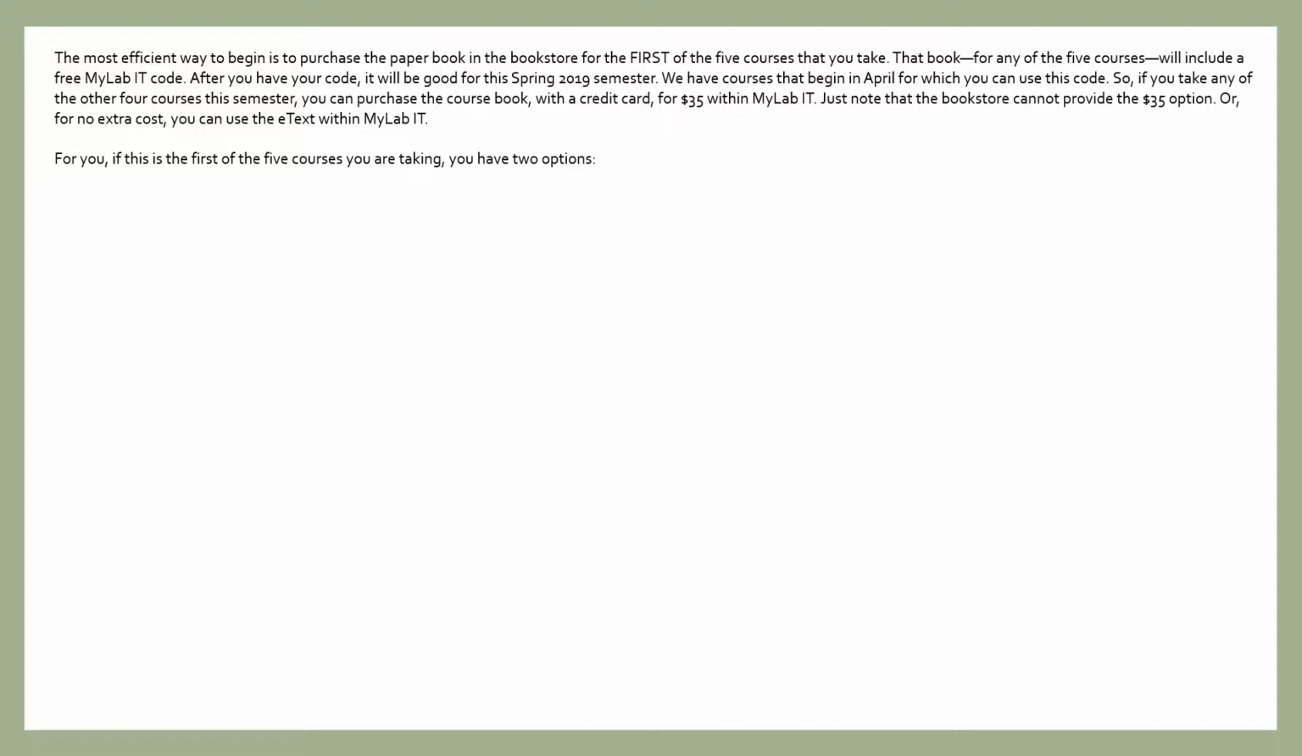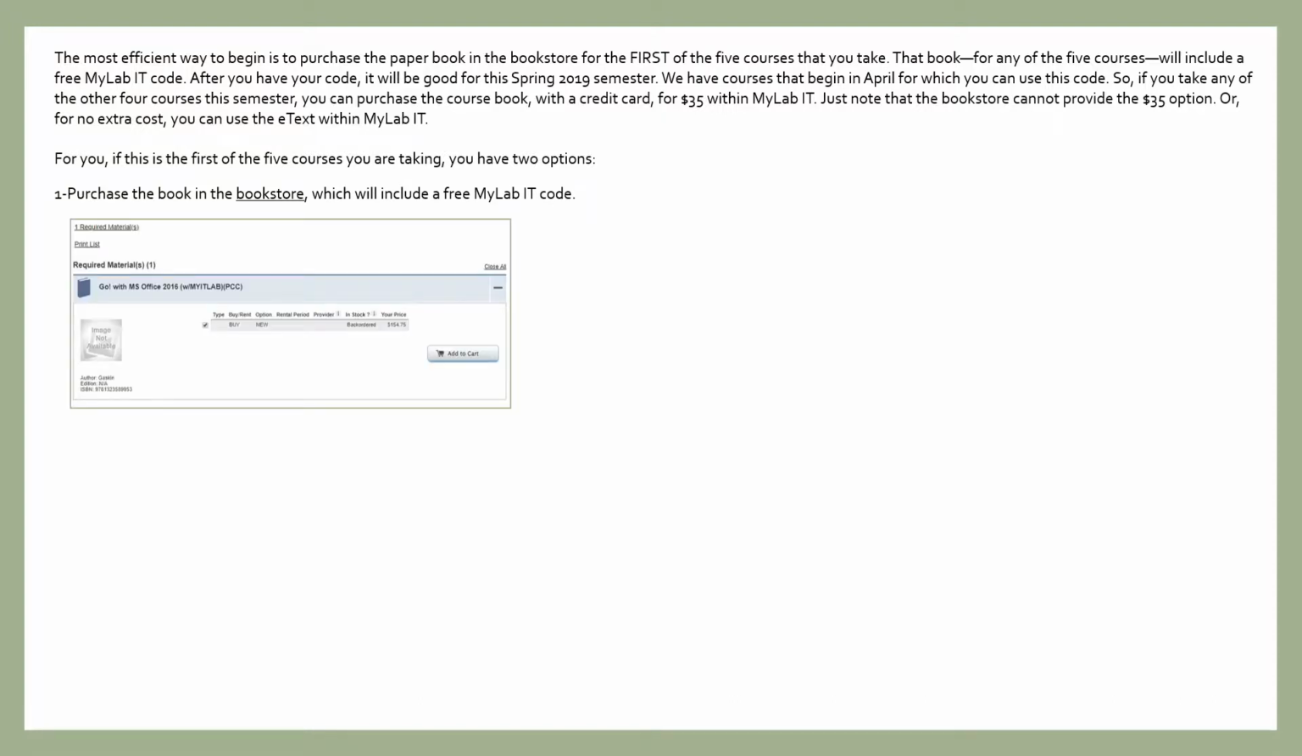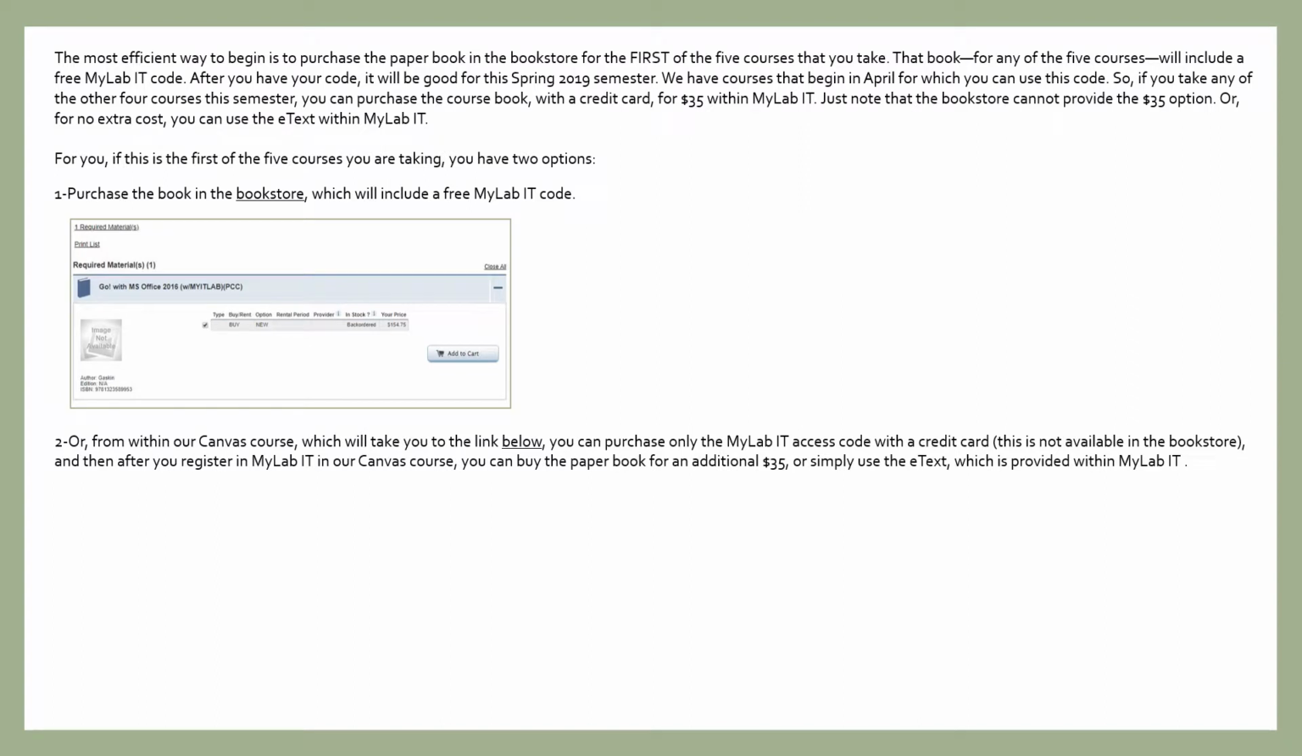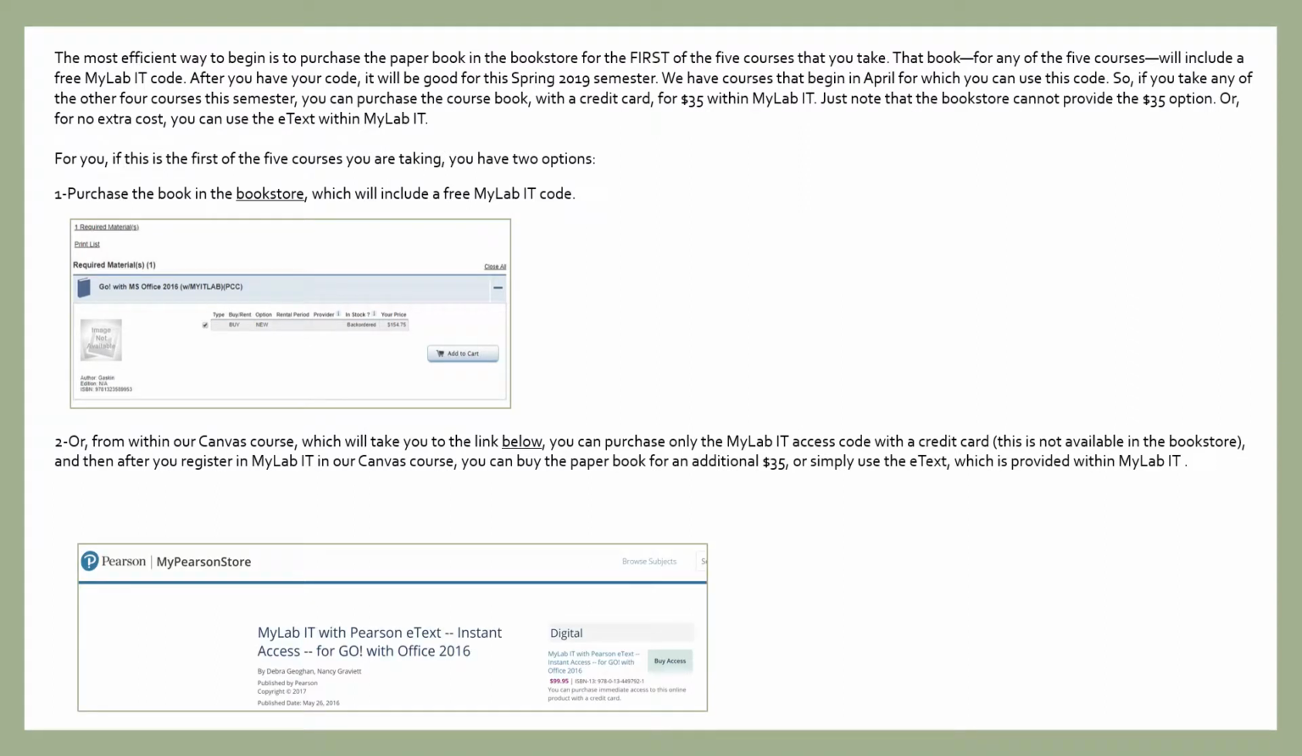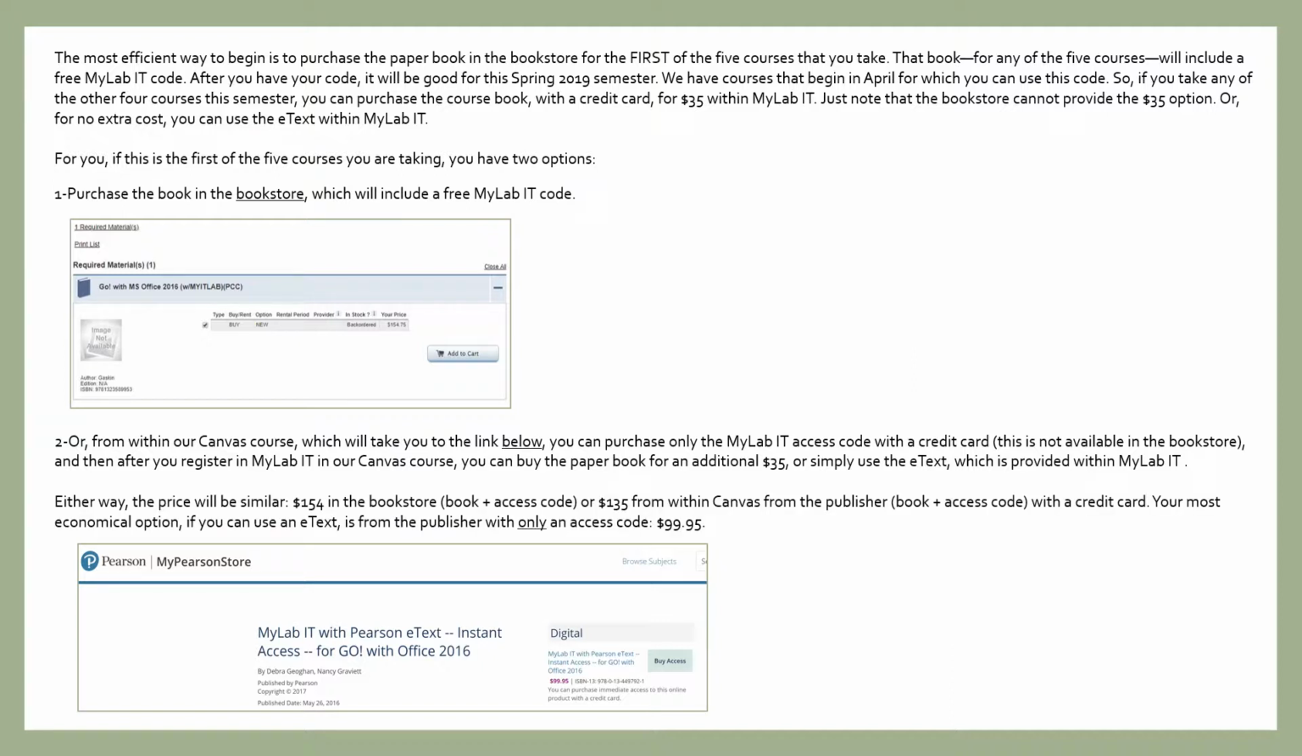So for you, if this is the first of the 5 courses you're taking, you have 2 options. Purchase the book in the bookstore, which will have a free MyLab IT code, or from within our Canvas course, which will take you to the link below, you can purchase the MyLab IT access code with a credit card. This is not available in the bookstore. And then after you register in our Canvas course, you can buy the paper book for $35 or simply use the e-text, which is provided within MyLab IT.